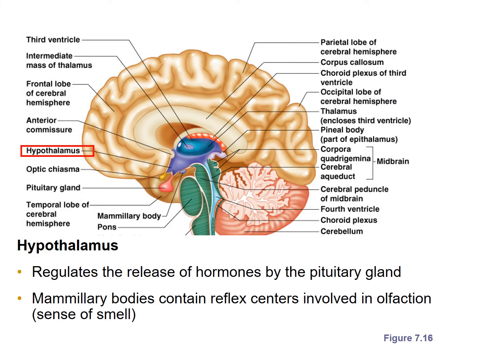Attached to the hypothalamus is the pituitary gland, and it hangs from the hypothalamus like a small grape. The hypothalamus secretes hormones which regulate the activity of the pituitary gland. In fact, the hypothalamus regulates body temperature through the pituitary gland. Also attached to the hypothalamus is the mammillary body. The mammillary body contains reflex centers that are involved in smelling or olfaction.